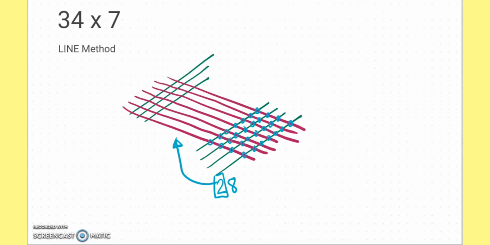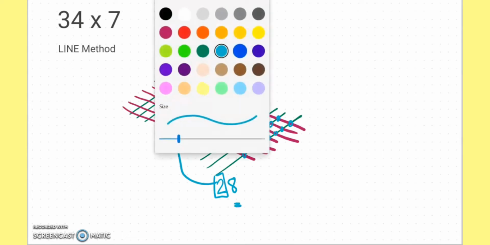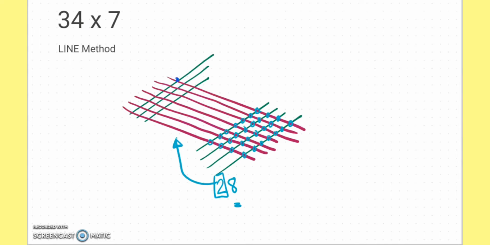So we only have 8 from this group, and then let us count the intersection points from the second group. We have 1, 2, 3, and so on, up to 21. So there are 21 intersection points, and if we add the 2 from the first group, then we have 23. So we have 23 from this group, 8 from the first group. So we have the final answer, 238.